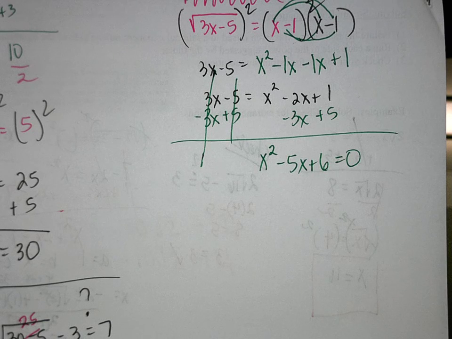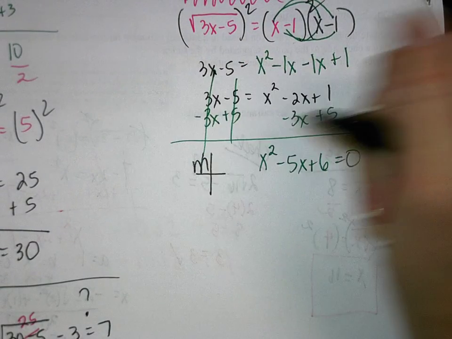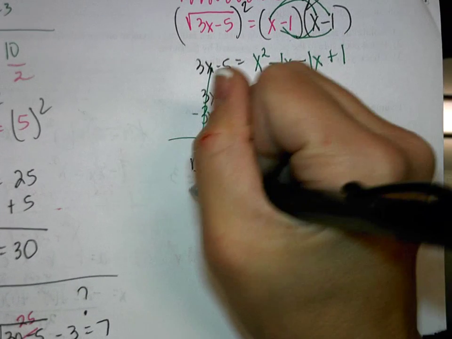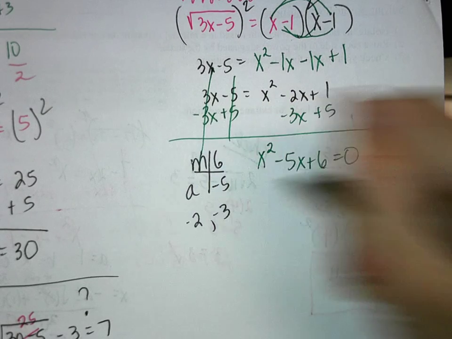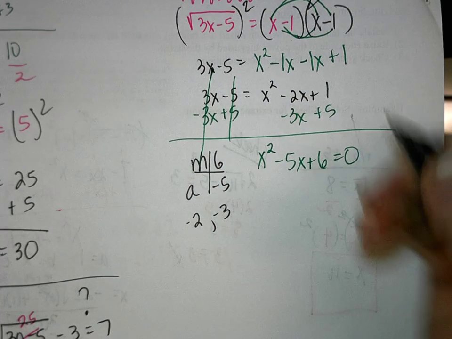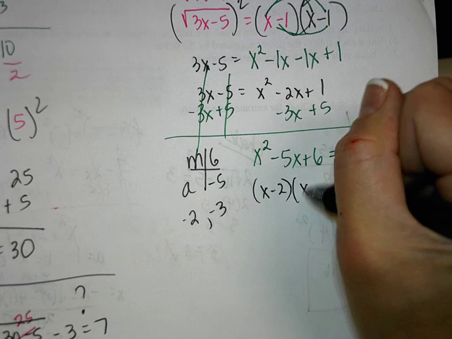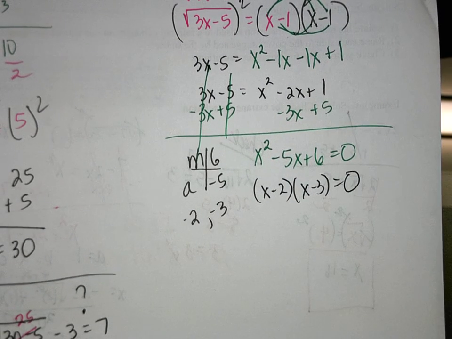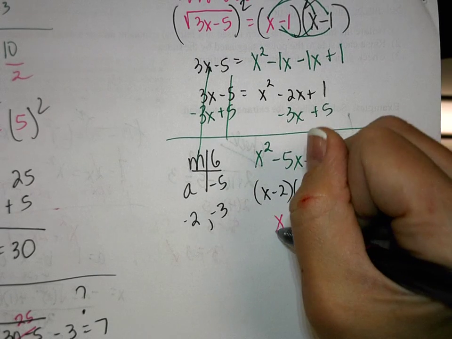What will I do now? Manveer. Say that again. Good. What are my multiply and add numbers? Okay, so we're multiplying to be 6, we're adding to be negative 5, and the two numbers that worked were negative 2 and negative 3. Is that what you said? Okay, good. And so we write that as factors, and we have x minus 2 and x minus 3 equals 0. And when we set those equal to 0, what do they equal? Anybody? 2 and 3. Good.